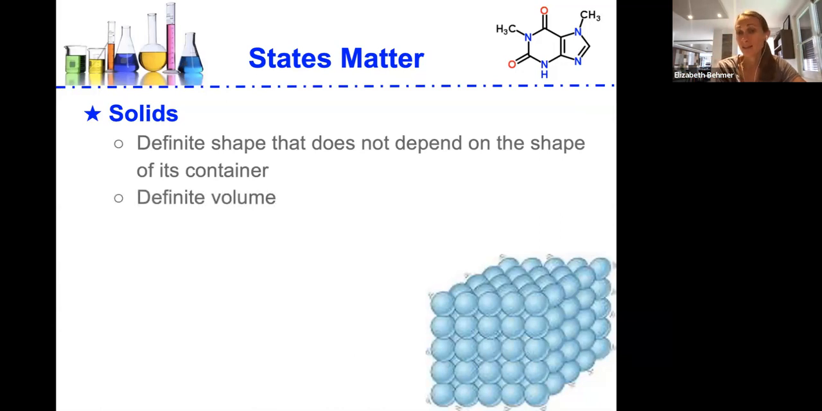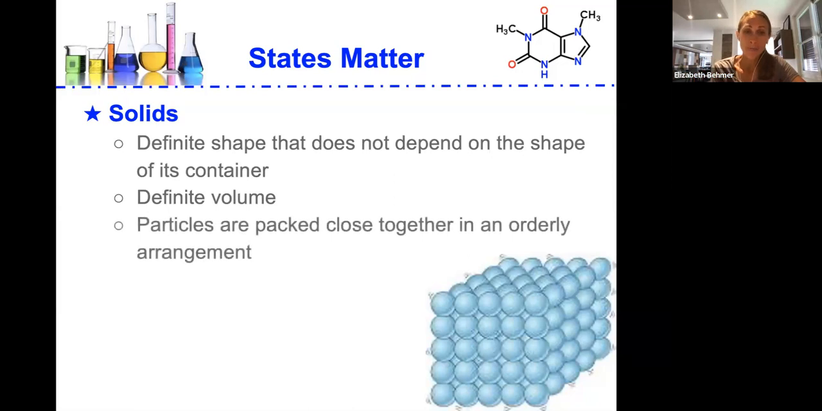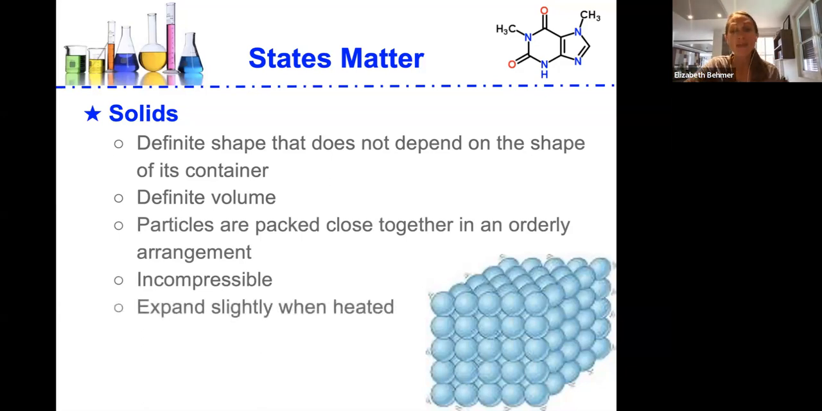Solids have a definite volume, and the particles in solids are packed very close together in a very orderly arrangement, and that's what makes them solid. They are incompressible, meaning you can't make them smaller in any way. But they can expand slightly when heated, because all of the nicely compacted particles start to move a little bit when they're heated. That slight movement of the particles when there's an increase in temperature causes a slight expansion of the solid.